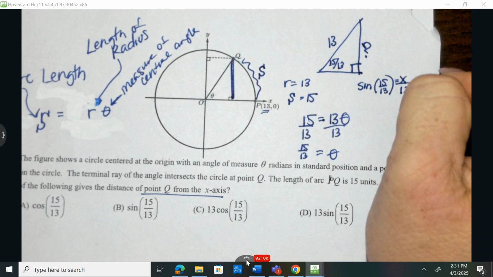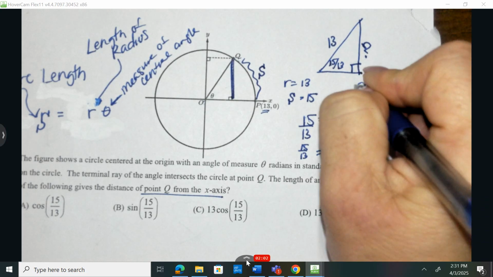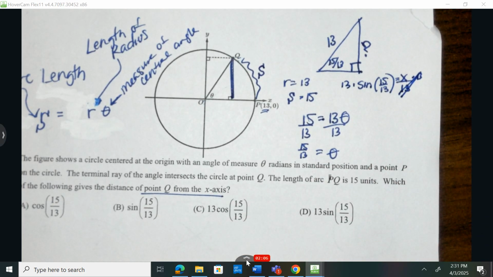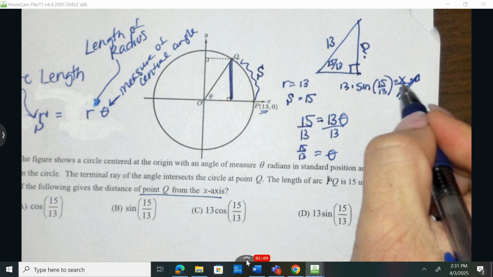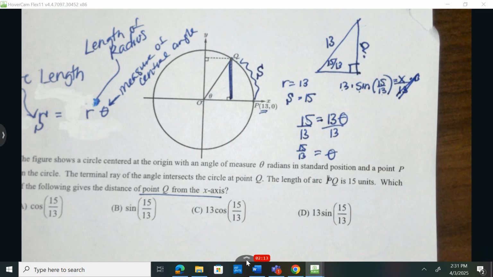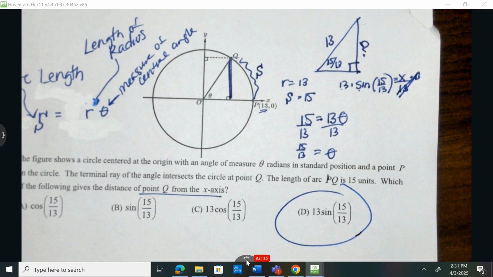Now let's solve for or isolate this x. We're going to multiply both sides by 13. And this would be a question on the non-calculator part of your MCQ. And so once we've isolated what would be the unknown part, we can see we have 13 times the sine of 15 over 13. Correct answer is D.